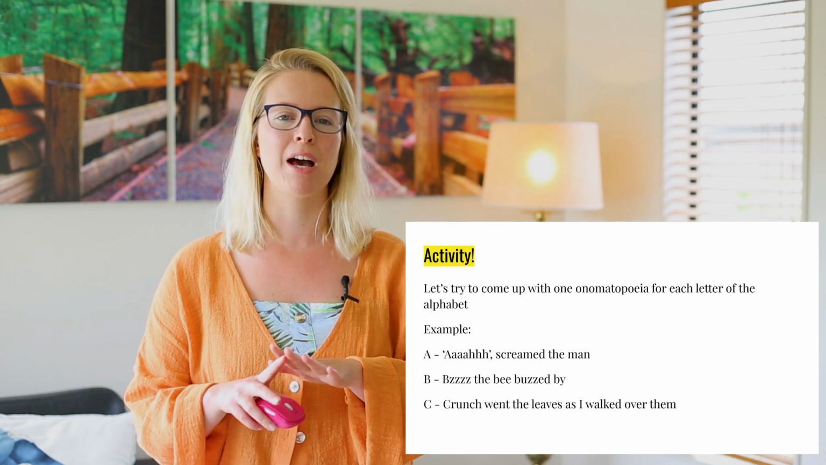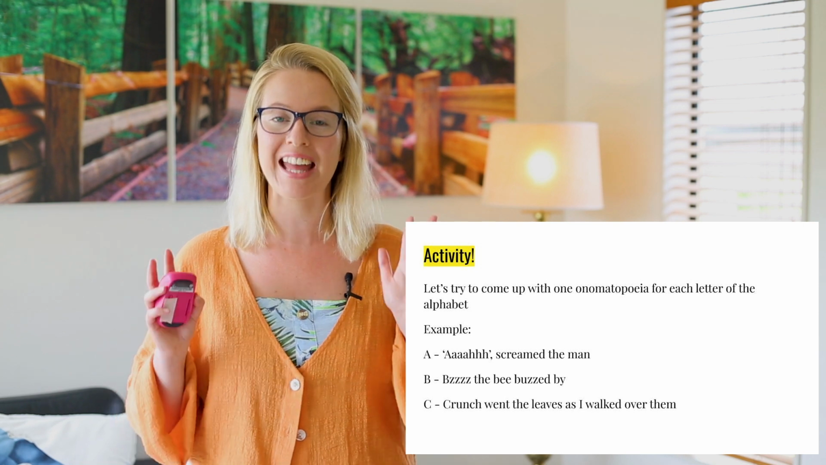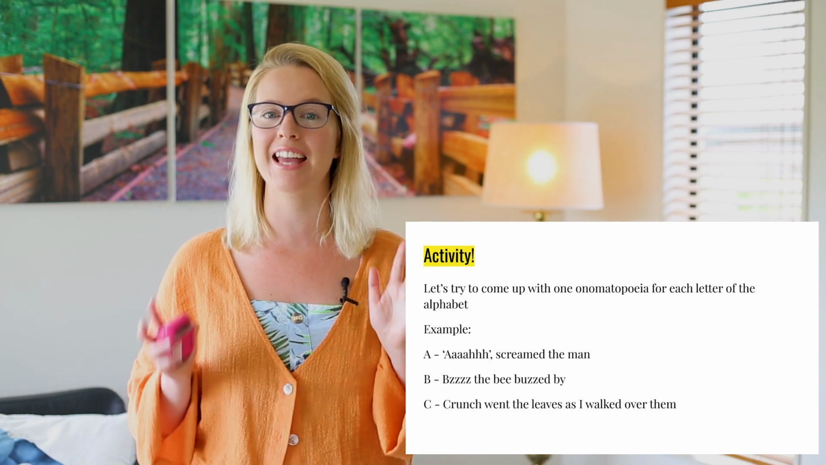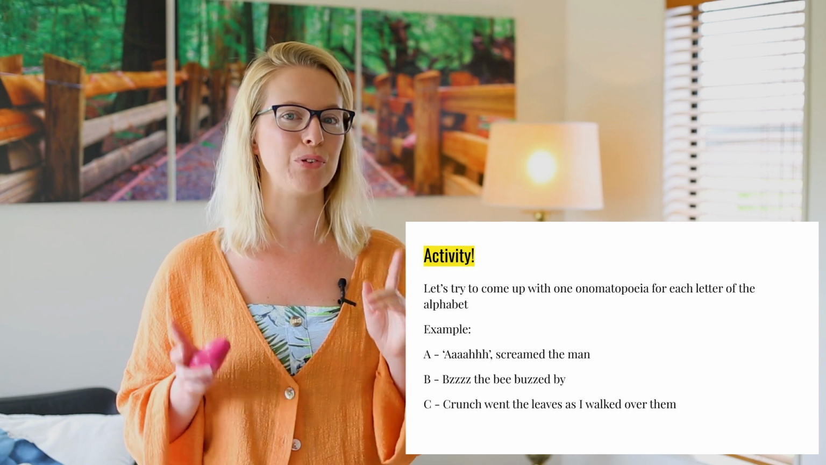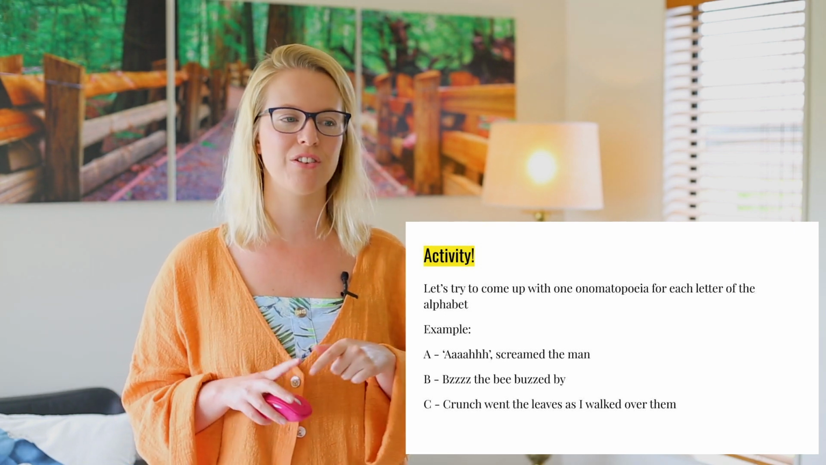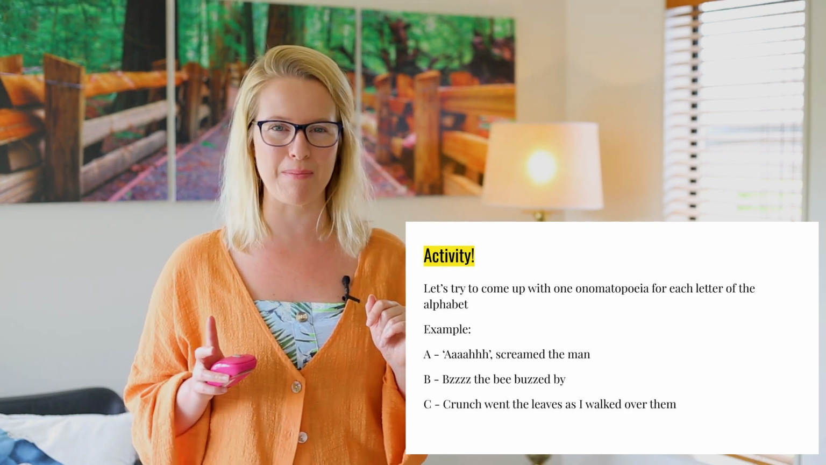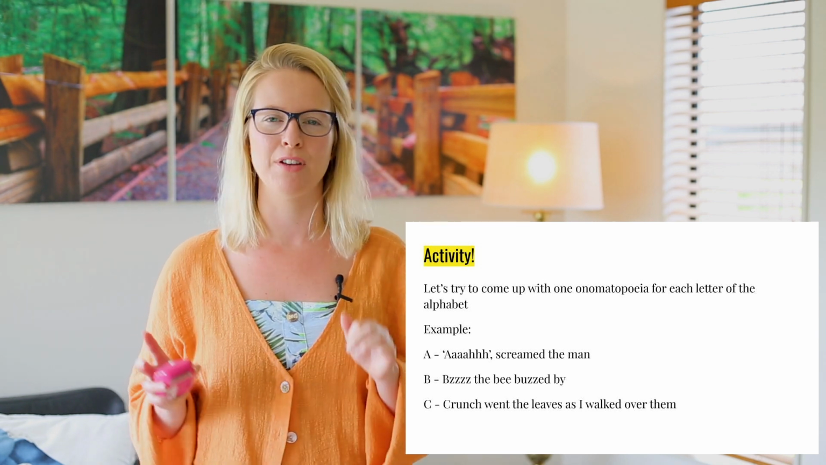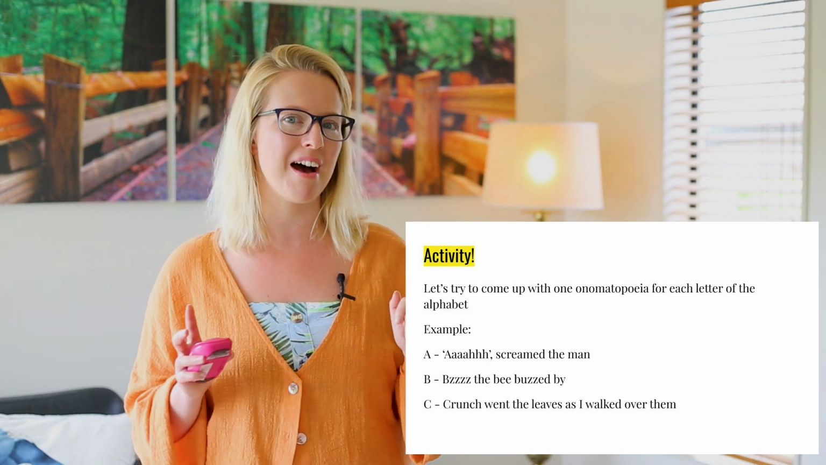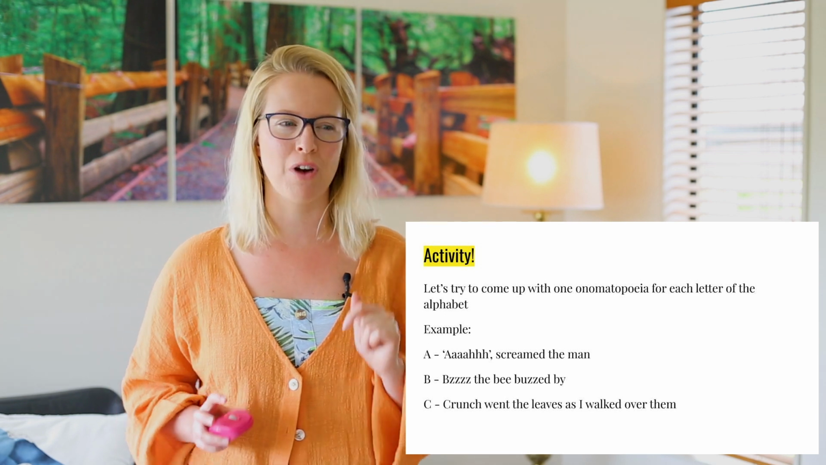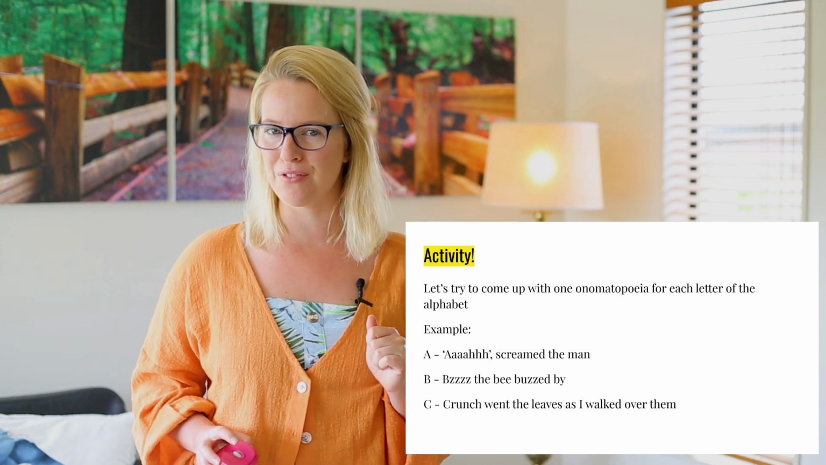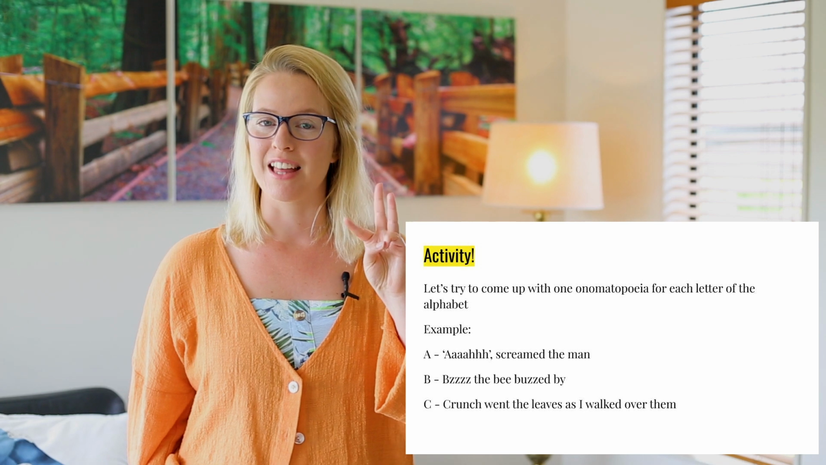You are going to be coming up with some onomatopoeia words for every single letter of the alphabet. Here are some examples for you guys. A, you could have ah, screamed the man. B, you could have bzz, the bee buzzed by. C, crunch went the leaves as I walked over them. So there are 3 examples that you have.